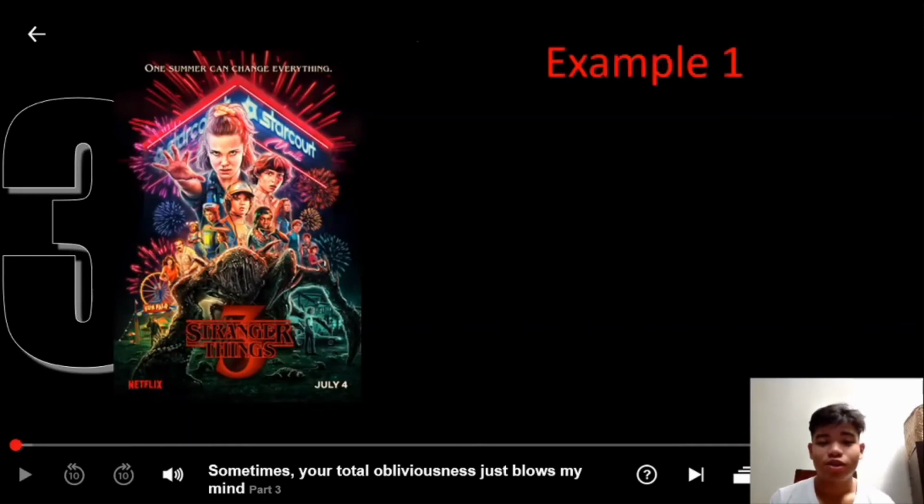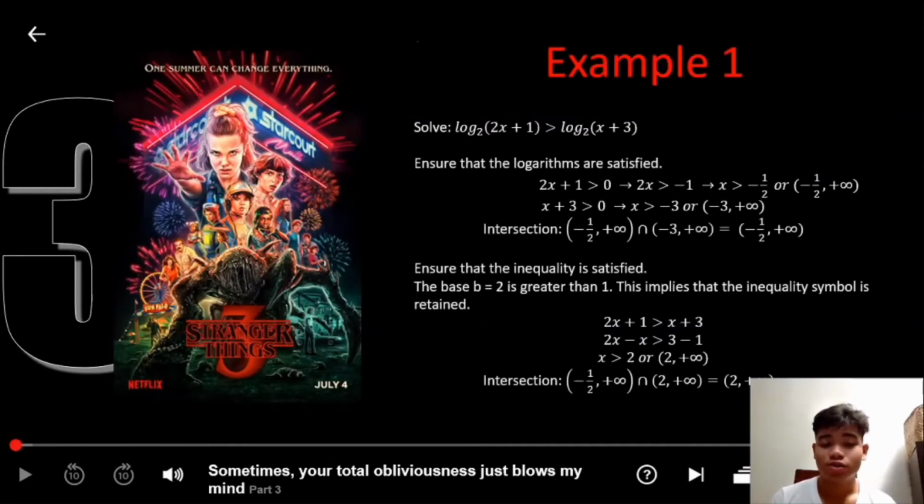Okay. So example 1, let us solve this inequality. Log base 2 of (2x plus 1) is greater than log base 2 of (x plus 3). So first, let us ensure that the logarithms are defined. So 2x plus 1 is greater than 0, 2x is greater than negative 1, x is greater than negative 1/2, or negative 1/2 to infinity.